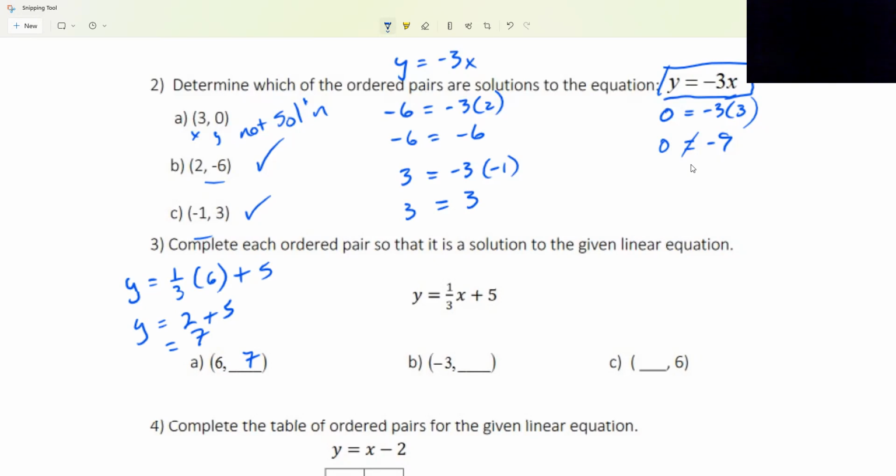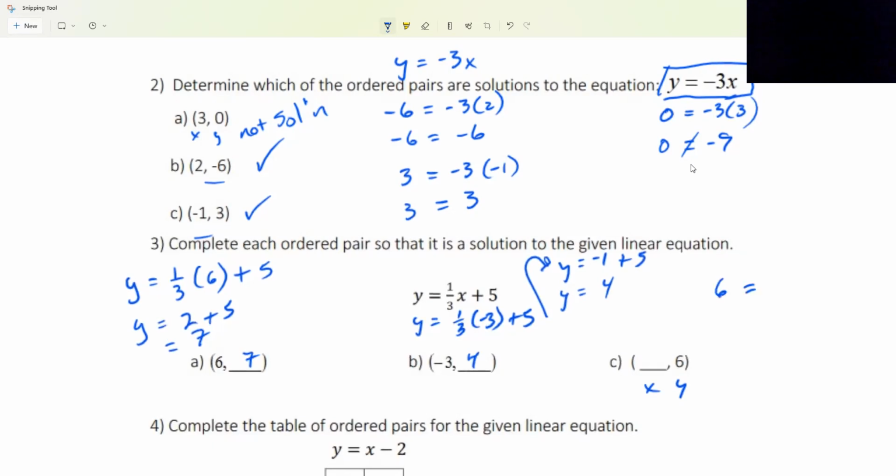All right, so I'm going to put in -3 for x. So I got y is equal to 1/3 times -3 plus 5. Okay, that's going to give me, well, 1/3 times -3 is going to give me -1. Okay, plus 5. So y is equal to 4. Okay, and the last one here, they give you y, the y coordinate. They want you to figure out what the x coordinate is. So you plug it in, find out.